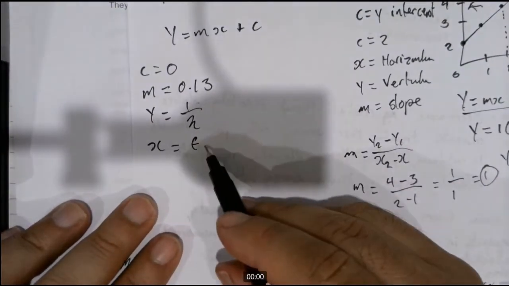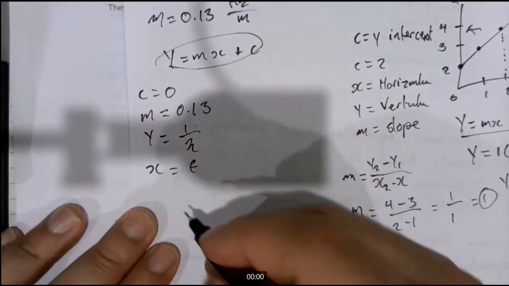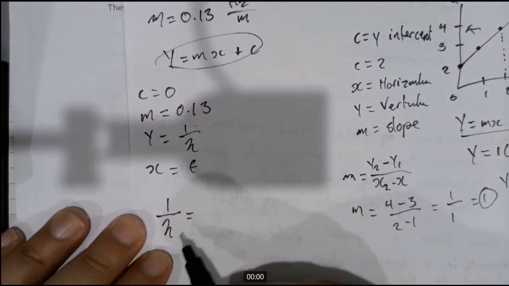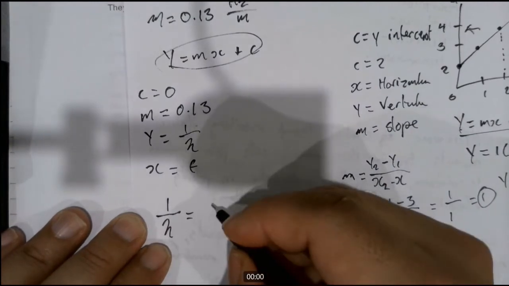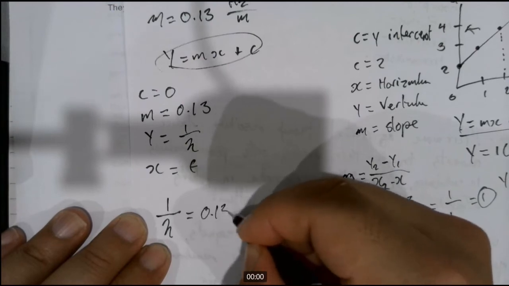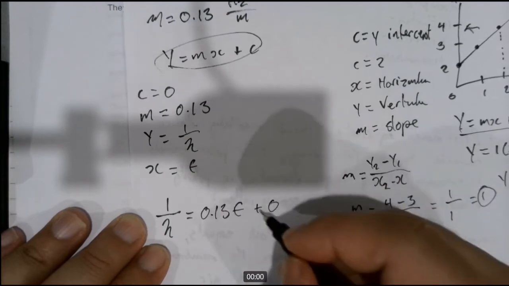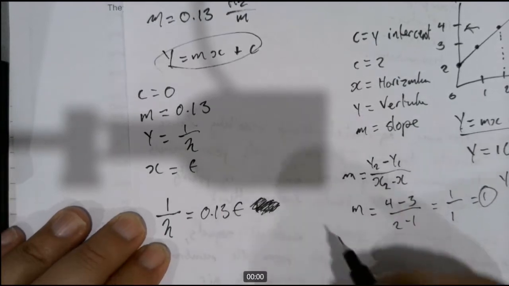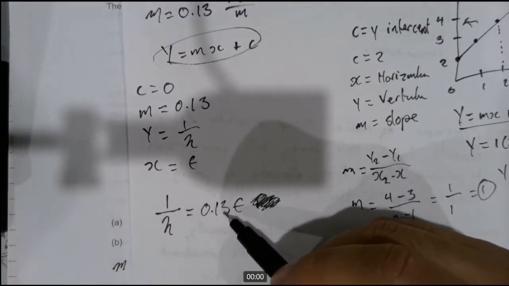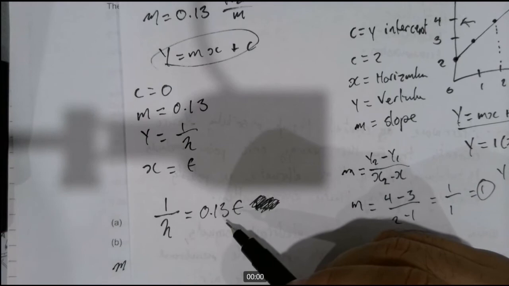Right? So let's substitute the appropriate variables. In order to get a corresponding inverse wavelength value, you have to multiply 0.13 by frequency, and we add 0, so we can get rid of that. So this is our general expression. But there's something unique about this expression, right? It's something you've already come across.